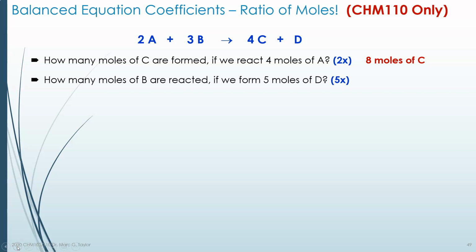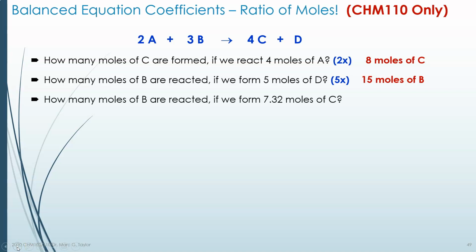How many moles of B are reacted if we form 5 moles of D? Well, 5 moles of D is 5 times as much as this equation says, so we multiply everything by 5. And if we're interested in B, we multiply the 3B times 5. So to make 5 times as much D, we need 5 times as much B, or 15 moles.